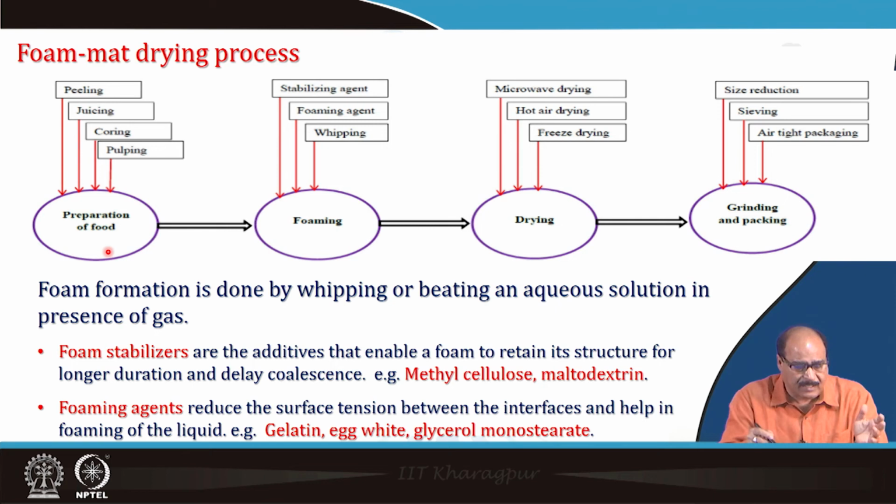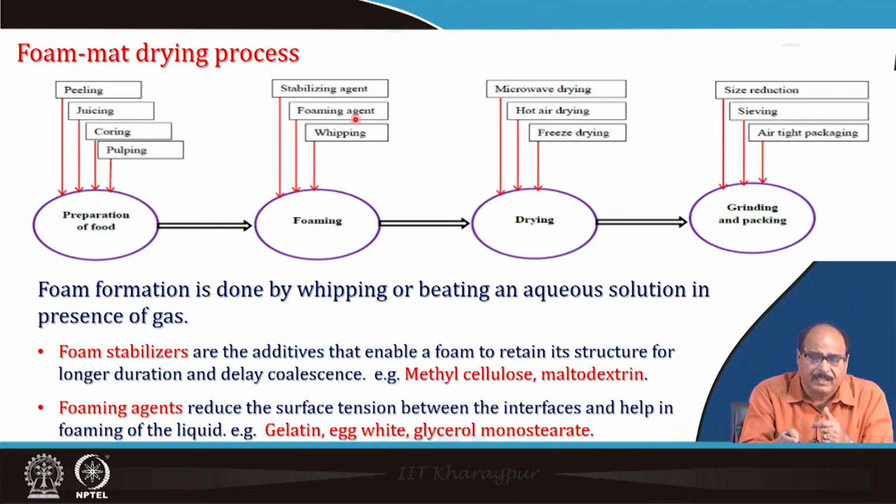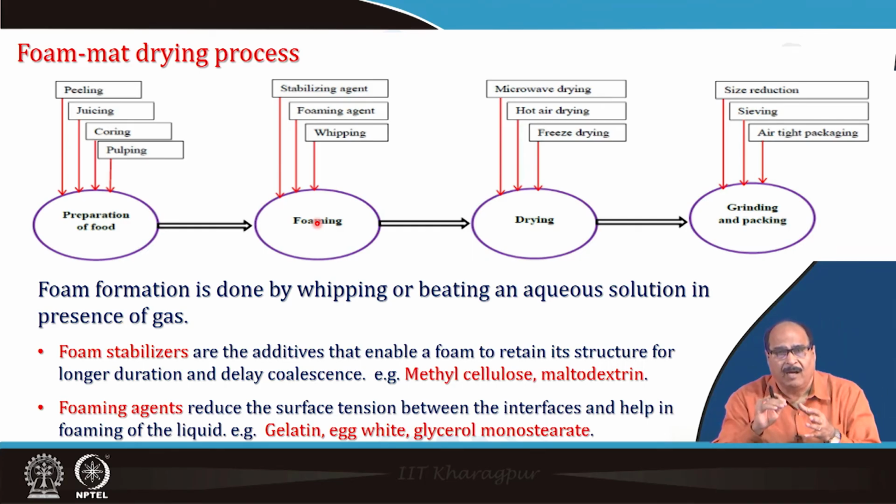So certain agents like stabilizers, such as methyl cellulose, maltodextrin, etc., are added. So the stabilizing agent and foaming agent are added and whipped. So proper foaming is done. Sometimes 100%, 150% or 200% foaming is obtained. And then it is put into the drying air chamber, where it may be microwave drying, hot air drying, freeze drying, whatever.